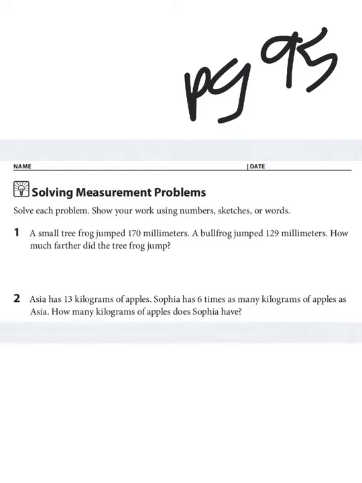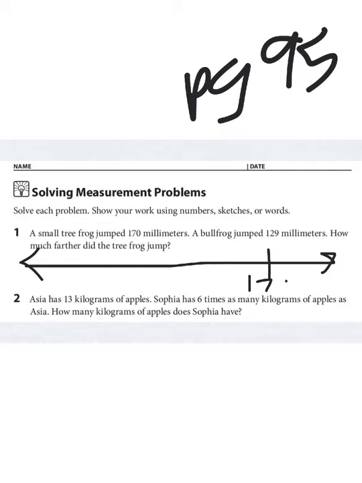So number 1 says, a small tree frog jumped 170 millimeters. A bullfrog jumped 129 millimeters. How much farther did the tree frog jump? Now, when you are solving a problem like this, I want you to use a number line, all right? So we have the tree frog that jumped 170 millimeters, and then we have the bullfrog that jumped 129 millimeters.